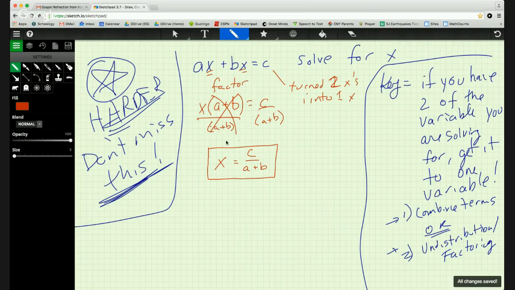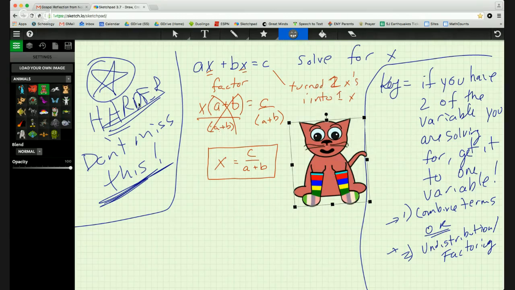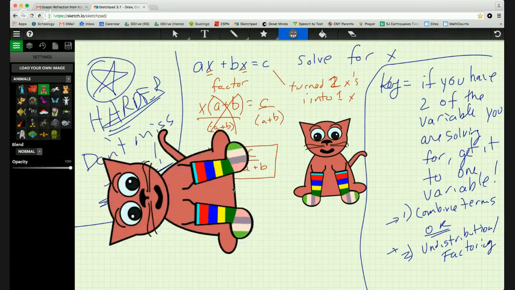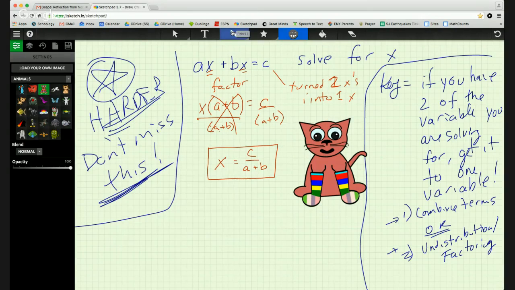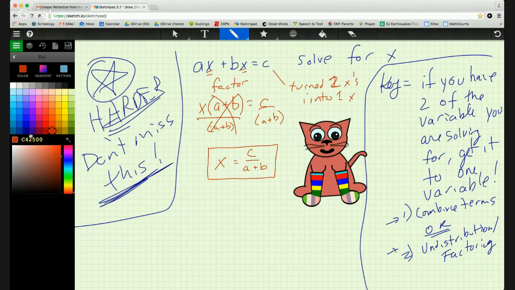Okay, so let's do a happy cat. Let's do one more. Whoa, not one more happy cat. We got to solve something to get a happy cat. So let's just do one more, and let's look at this one.